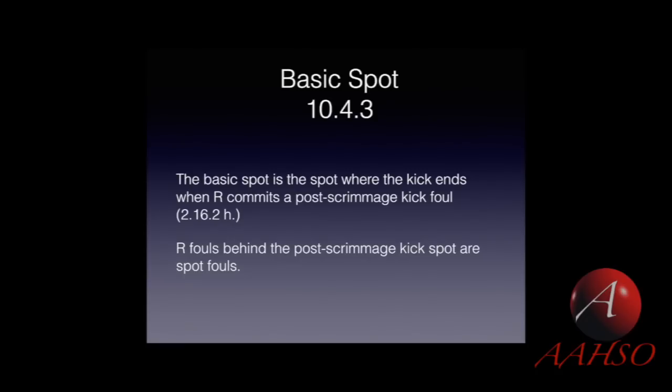But another important element of these post-scrimmage kick fouls is in 10.4.3, which just says that the basic spot is where the kick ends when R commits a post-scrimmage kick foul, and there it references 2.16.2H, which we just read. And if R fouls behind the post-scrimmage kick spot, these are spot fouls. So two really important elements of the basic spot on post-scrimmage kick fouls.